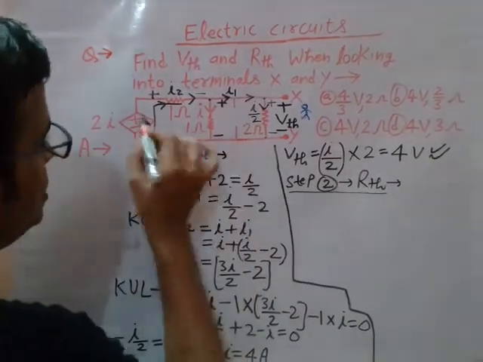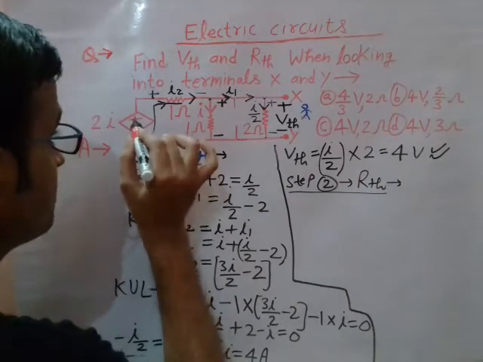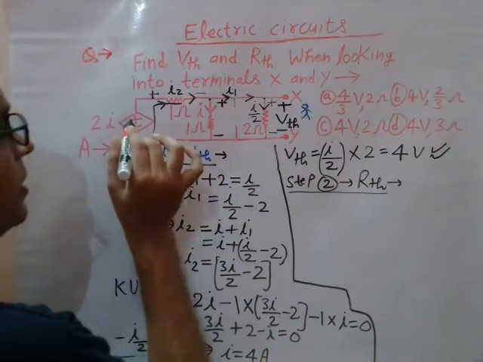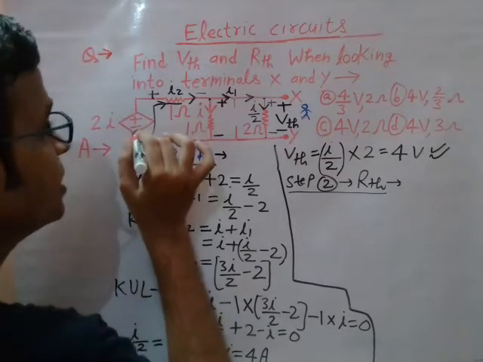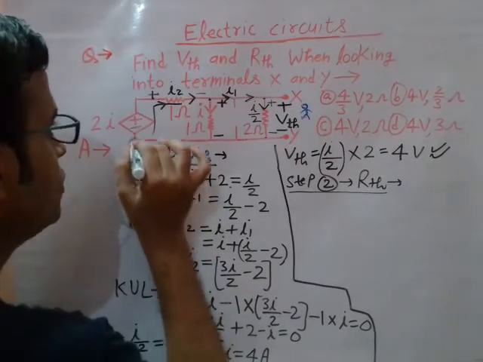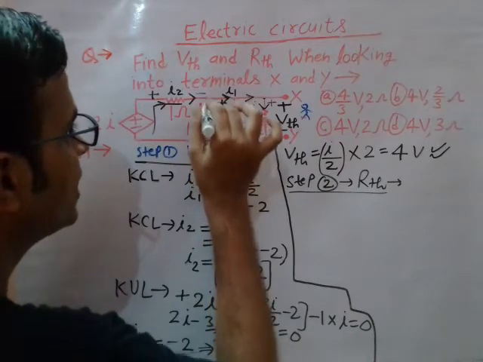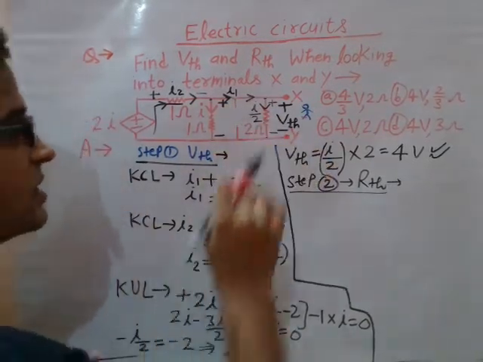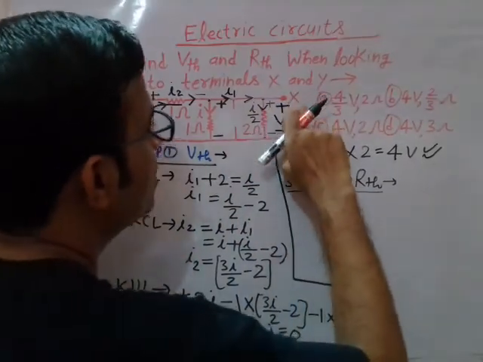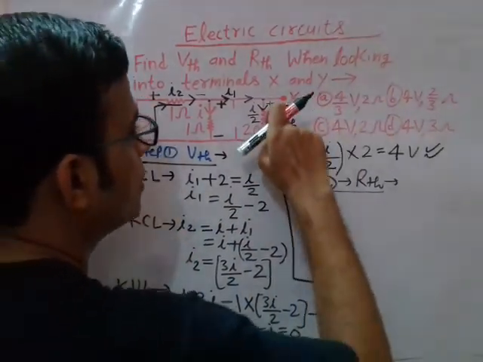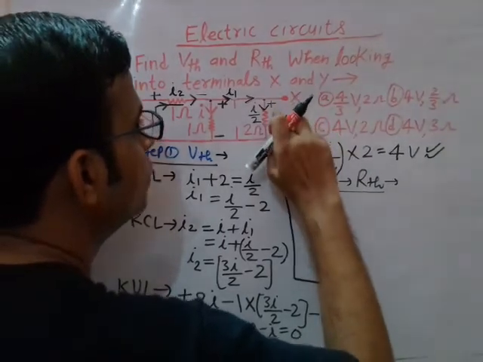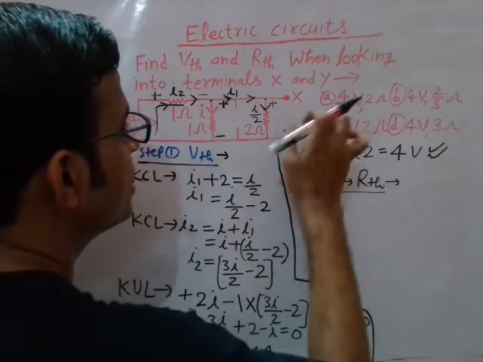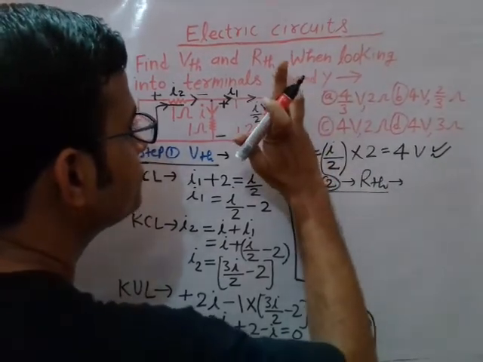Now there is only one source, which is the dependent source. You cannot deactivate this, right? Definitely you cannot deactivate it, because its value is depending on the current flowing in this branch. So how to calculate RTH in this case? So here have a look at it. For calculation of RTH, you will connect a test voltage source, right?